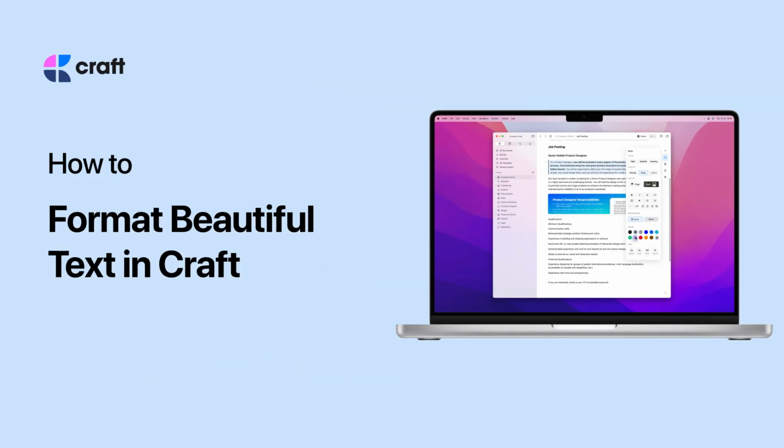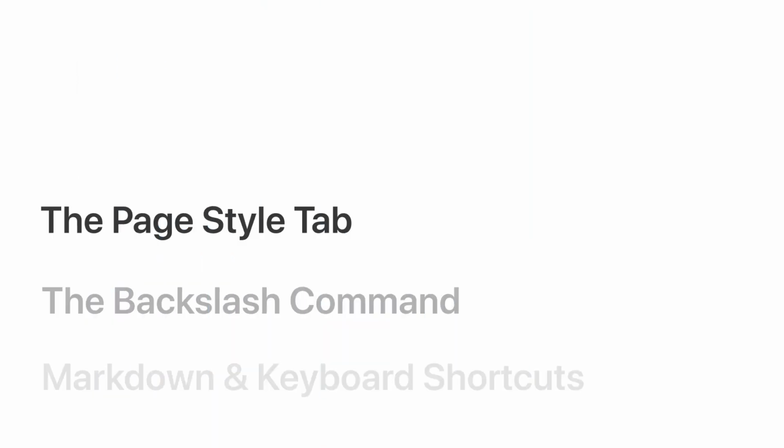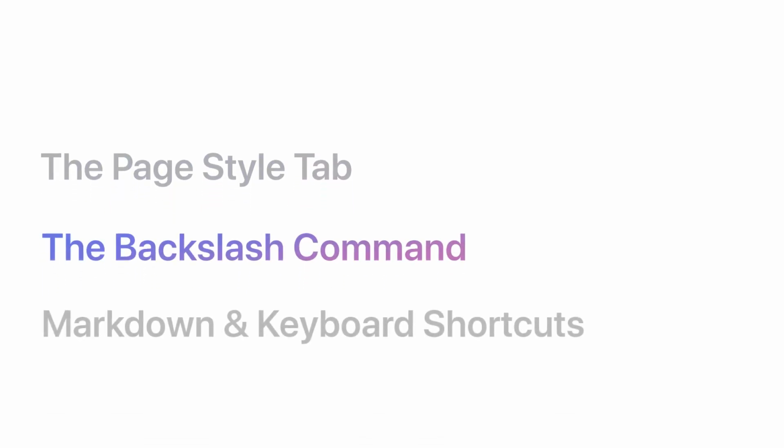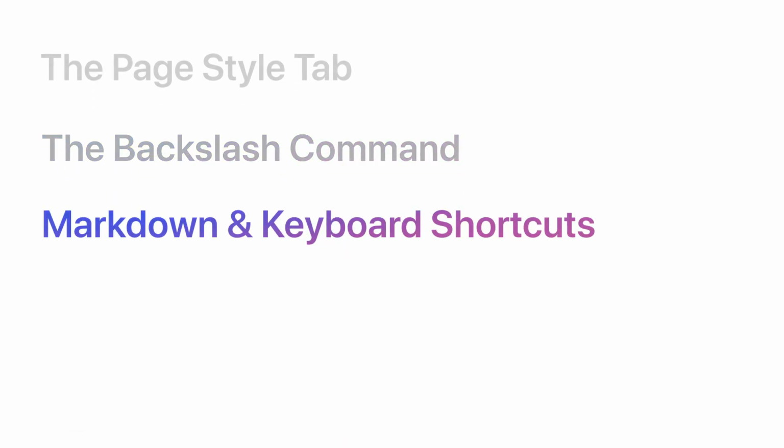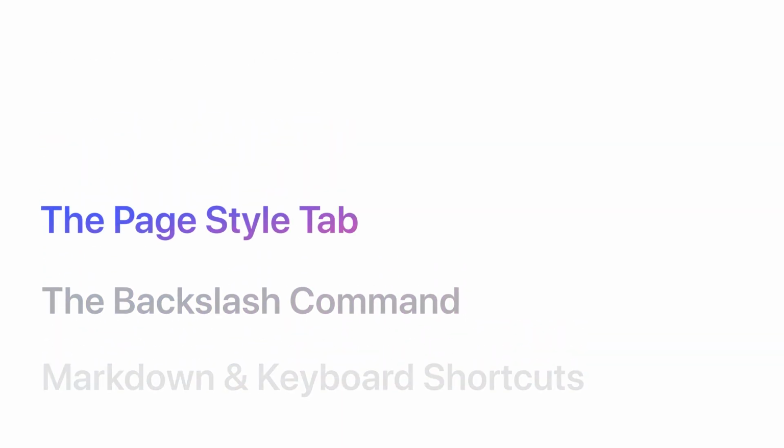Easy to change, great-looking text is at the core of Craft's user experience, making it easy to create and share beautiful documents. In this video, we'll discuss formatting text using the Page Style tab, using the / command, and Markdown shortcuts and keyboard shortcuts. The Page Style tab.